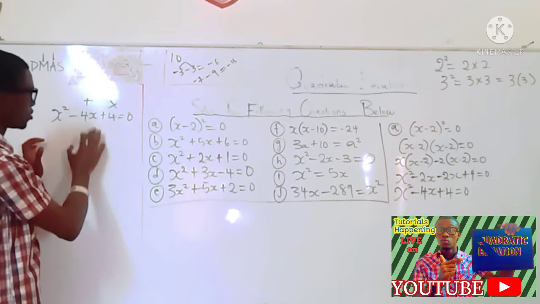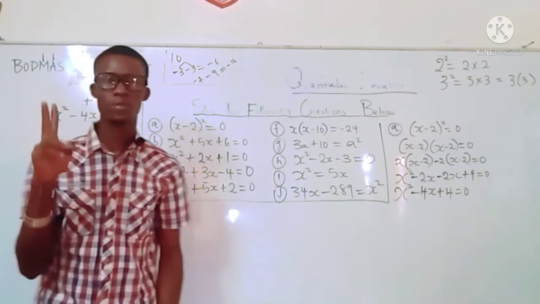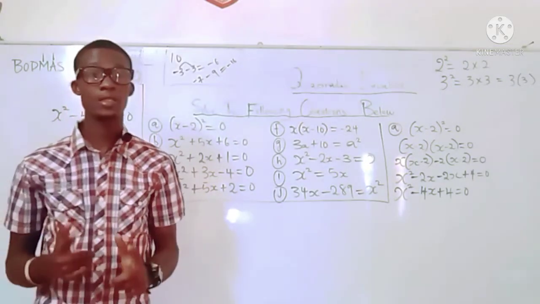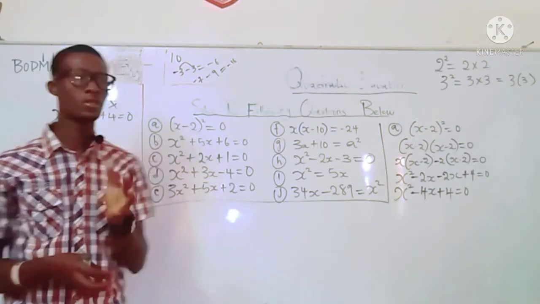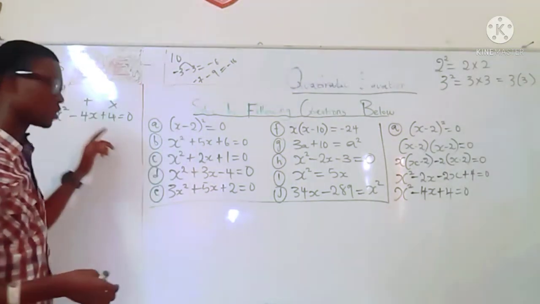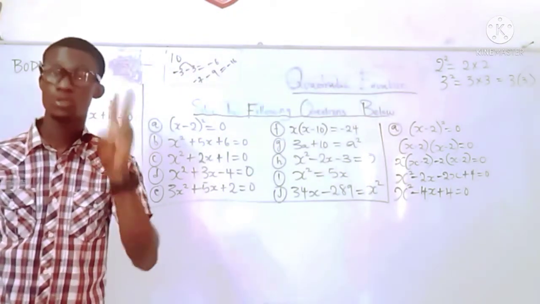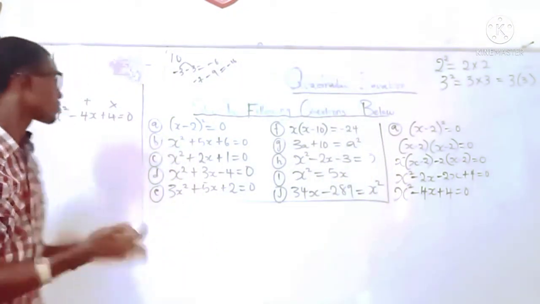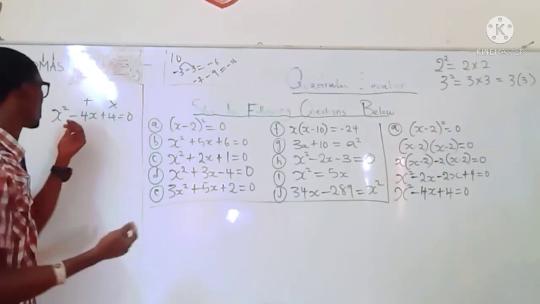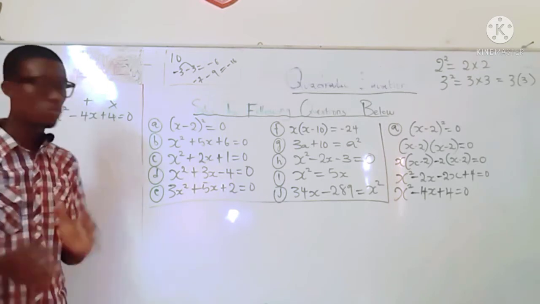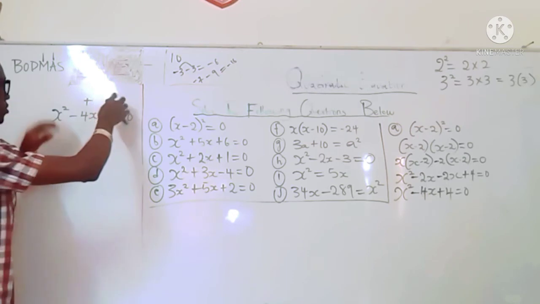Now, what am I saying in short? What I'm saying is this. You have to think of two possible numbers that when you multiply them, you'll get 4. If you add or subtract them, then you'll be getting negative 4. That's what I'm saying. Look for two numbers. When you multiply them, you will get 4. When you add or subtract them, you will get negative 4. So that was why I did this, plus and multiplication.